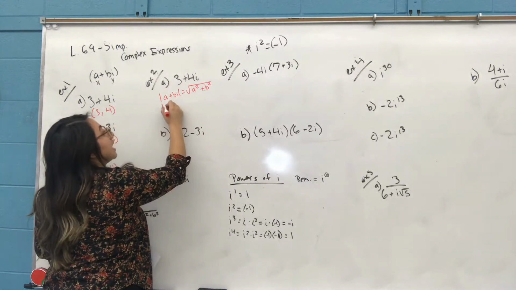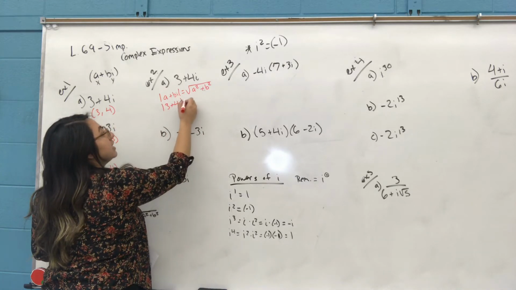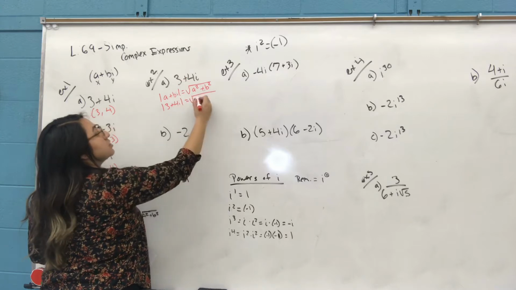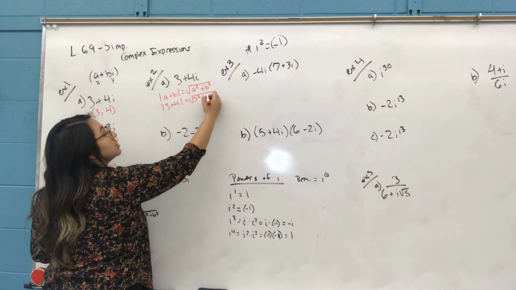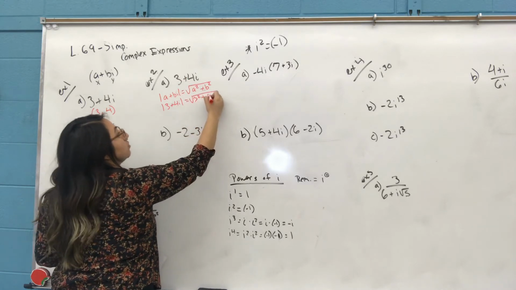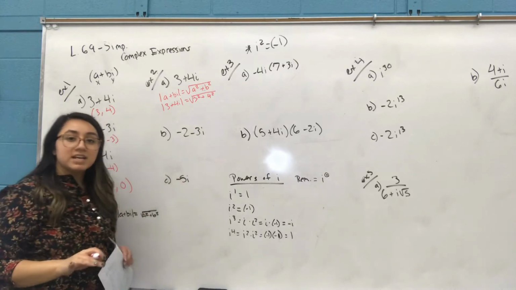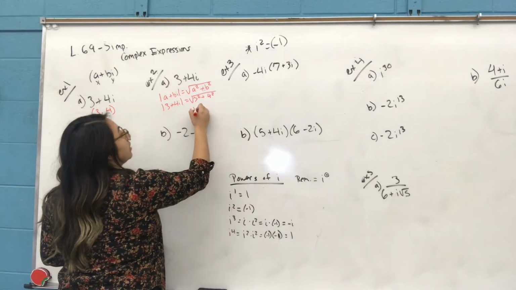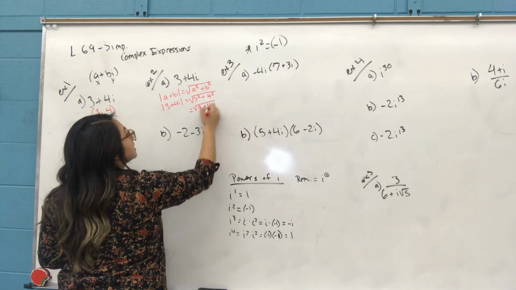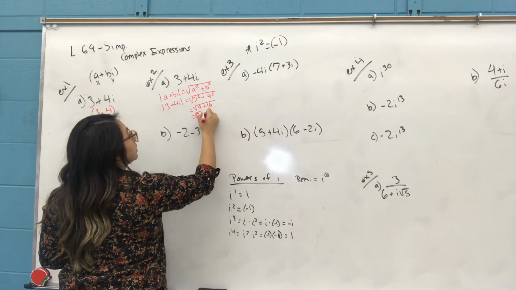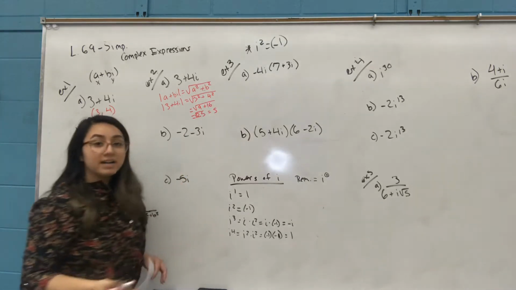Here we have the absolute value of 3 plus 4i. That is equal to A, which is your first term, which is 3, plus your imaginary number, which is 4, squared. We're not going to do anything about the i just yet. Now we simplify. We get 9 plus 16. That is equal to the square root of 25, which is equal to 5.